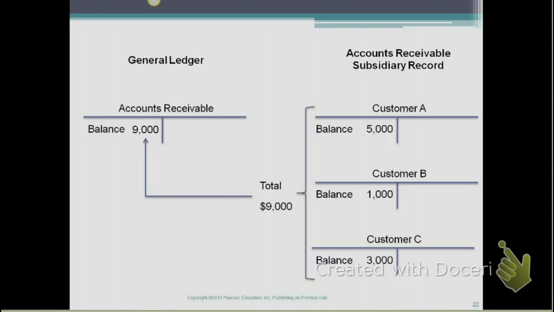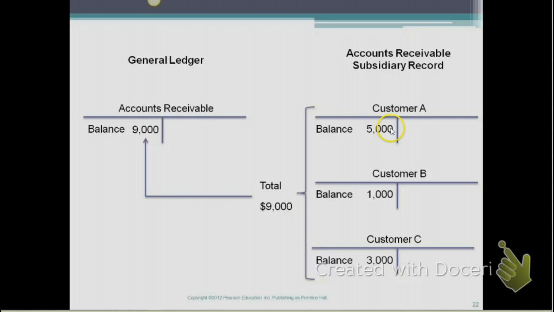Let's take a look at an example. This particular company has 3 customers who have customer balances. Customer A owes $5,000, customer B owes $1,000, and customer C owes $3,000. These individual customer accounts are kept in a separate ledger called the Accounts Receivable Subsidiary ledger. The general ledger has an accounts receivable account which shows the total of the individual customer balances.